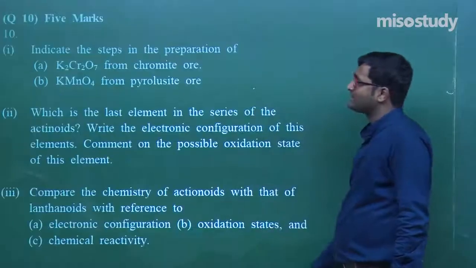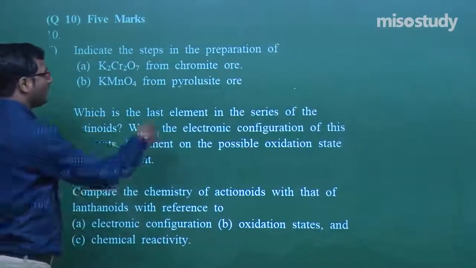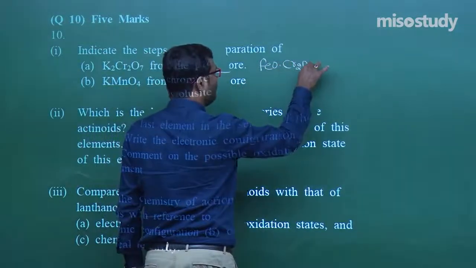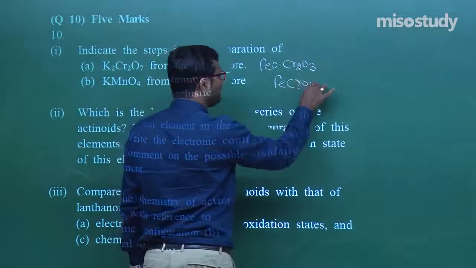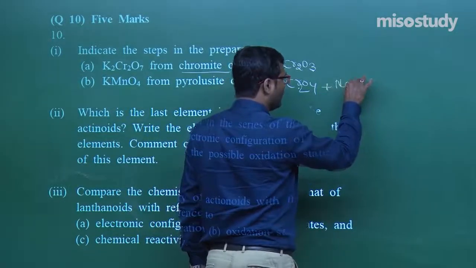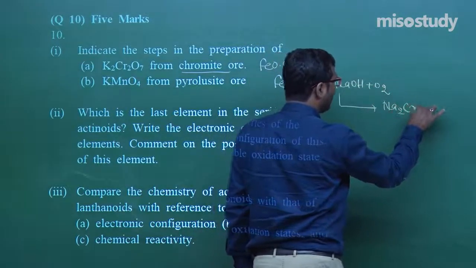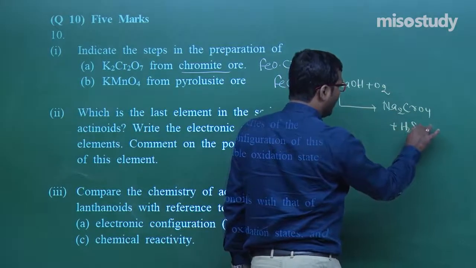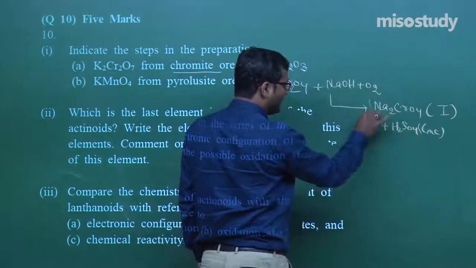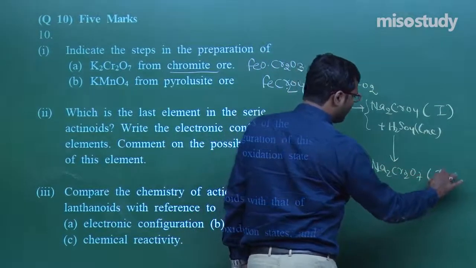What is the next question? It's very simple. Indicate the steps in the preparation of K2Cr2O7. Chromite ore, I have discussed this thing. Chromite ore is FeO into Cr2O3, or it can be written like this, FeCr2O4. First of all, when treated with NaOH in presence of oxygen, what will happen? It forms Na2CrO4. This is step 1, and step 2, Na2CrO4 plus concentrated H2SO4 gives you Na2Cr2O7.